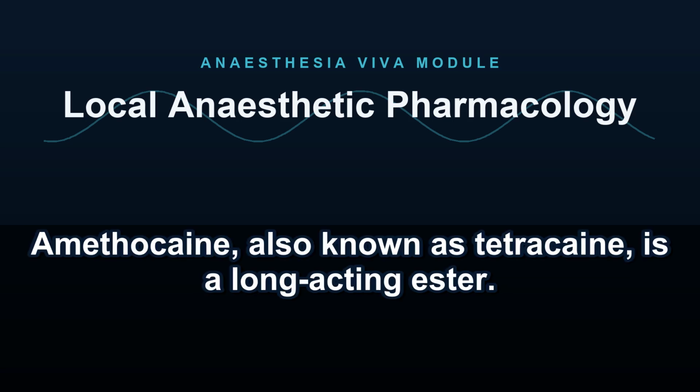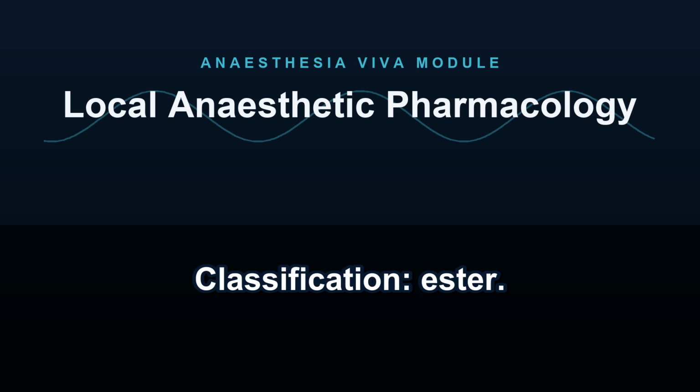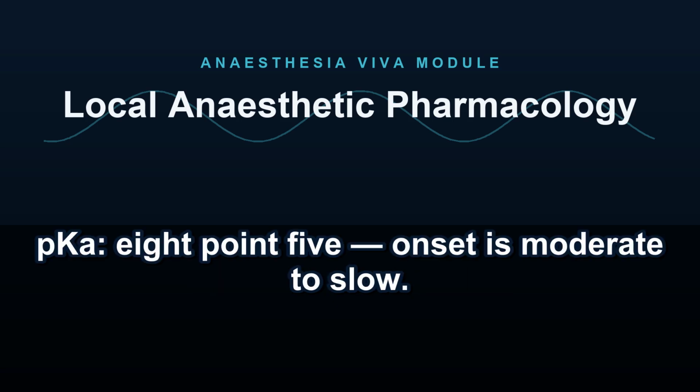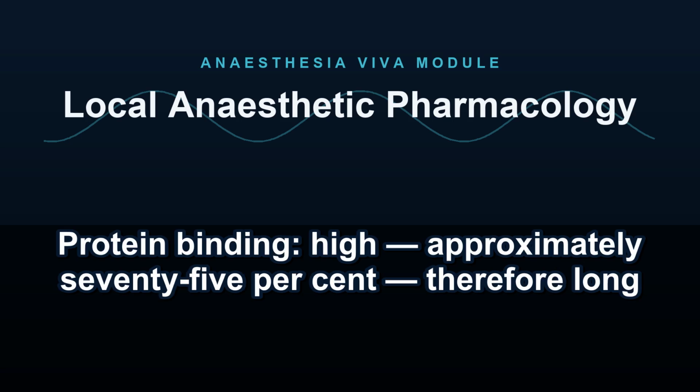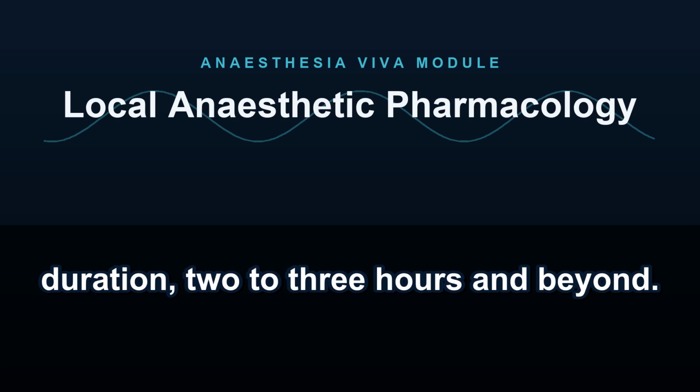Amethocaine. Amethocaine, also known as tetracaine, is a long-acting ester. Classification: ester. pKa 8.5, onset is moderate to slow. Lipid solubility: very high, partition coefficient approximately 5,000, therefore high potency. Protein binding: high, approximately 75%, therefore long duration, 2 to 3 hours and beyond.